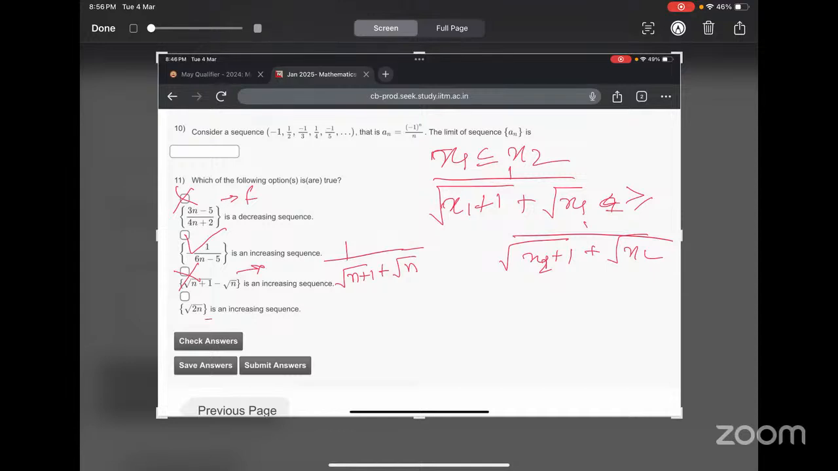Okay. And this is clearly increasing, right? Yeah, root of. So the second and fourth options are correct. Can you check it once whether... Yes, correct. Okay. The procedure for increasing, decreasing, how should we do it?